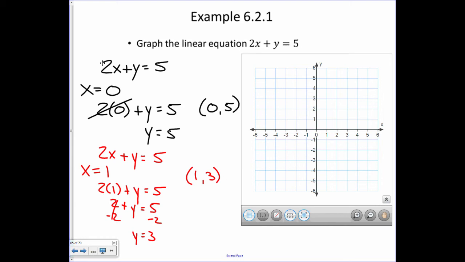And we only need 2 points to graph this line. So we have the point (0, 5) and then (1, 3). And so we have our 2 points, and now we can just draw a line between them.